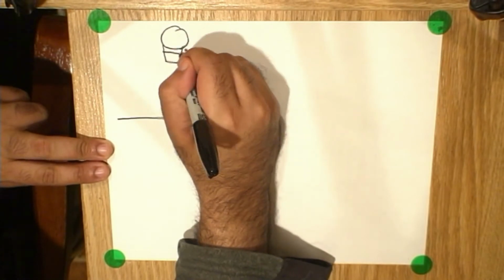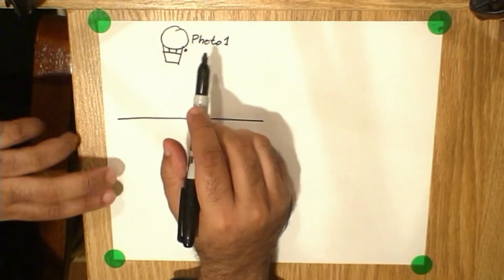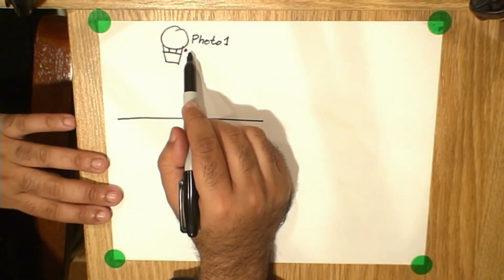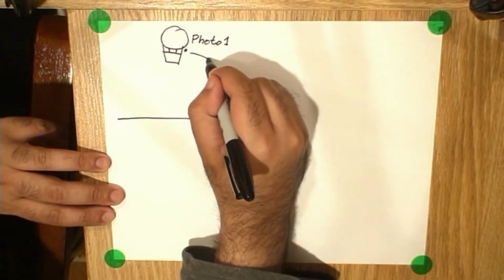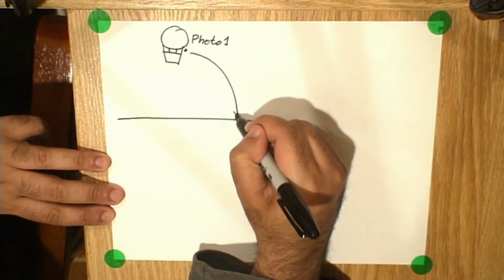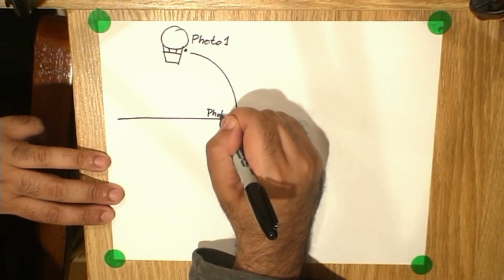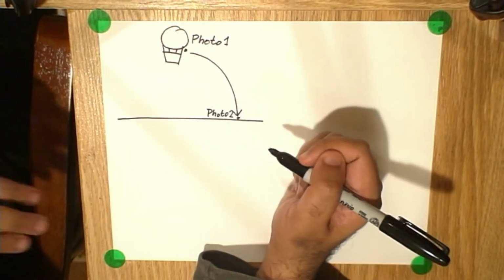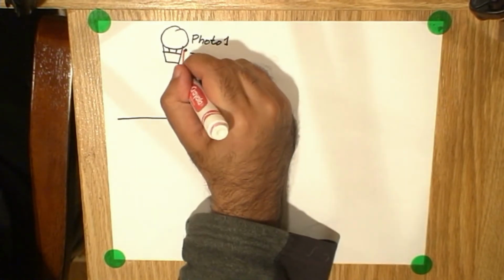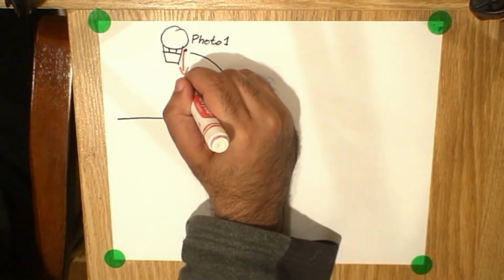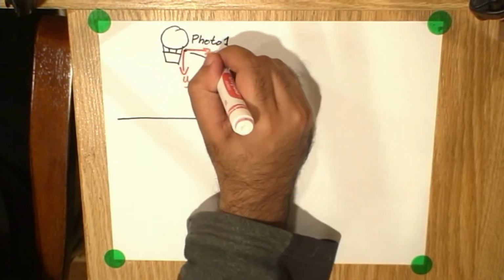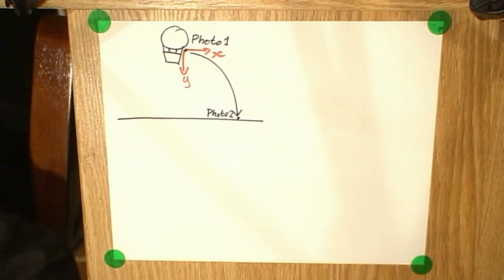We start, as usual, by drawing a picture. I will set point 1 as the point where the ball was launched, and point 2 as the point where it lands. I will set downwards as positive y and rightwards as positive x.